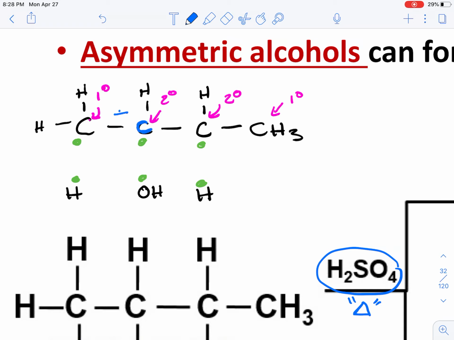If you look on the left, notice it's a primary. If you look on the right, notice it's a secondary. So Zaitsev's rule is telling us that the double bond is most likely going to lie on the side that has more carbon attached to where that double bond is located. Long story short, the primary is going to be our minor product, and most of the time we should expect a double bond to form between these two carbons, simply because a secondary is greater than a primary.